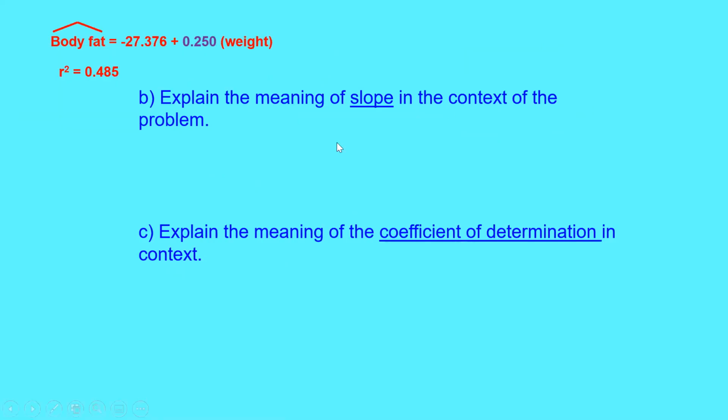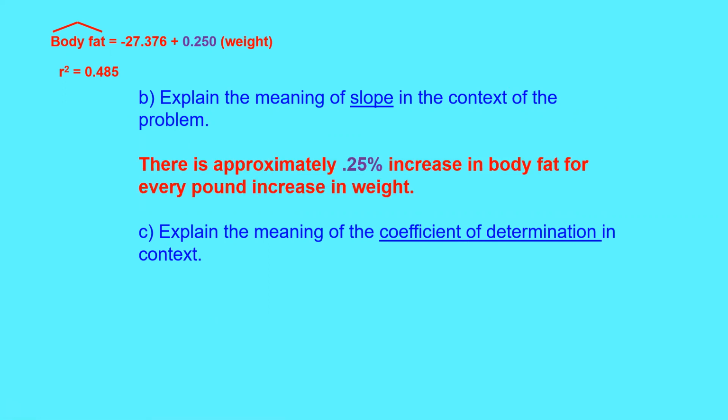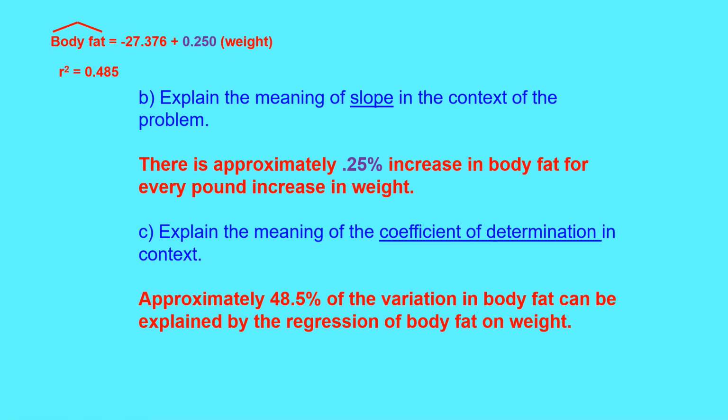So explain the meaning of the slope in the context of the problem. Well, how do we interpret slope? There is approximately, what is the slope? 0.25, it is given as a percentage in the data table. Increase in, because it's positive, body fat for every pound increase in weight. So explain the meaning of the coefficient of determination in context. The coefficient of determination is r squared. And again, we say approximately, change it to a decimal: 48.5% of the variation in body fat can be explained by the regression of body fat on weight.